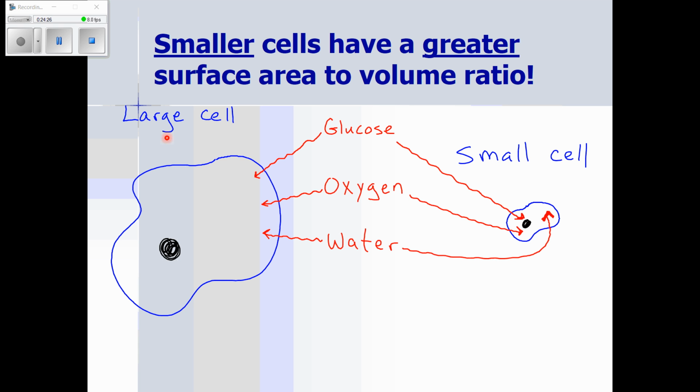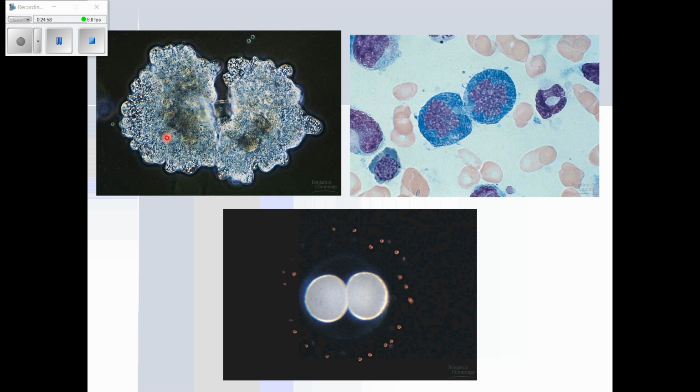So altogether, that was 6 different reasons why cells divide. Asexual reproduction, making gametes for sexual reproduction, growth and development, tissue renewal or maintenance, tissue repair, that is repairing damaged tissue, and finally, cells divide to increase their surface area to volume ratio. So let's look at some examples of cells in the process of dividing.